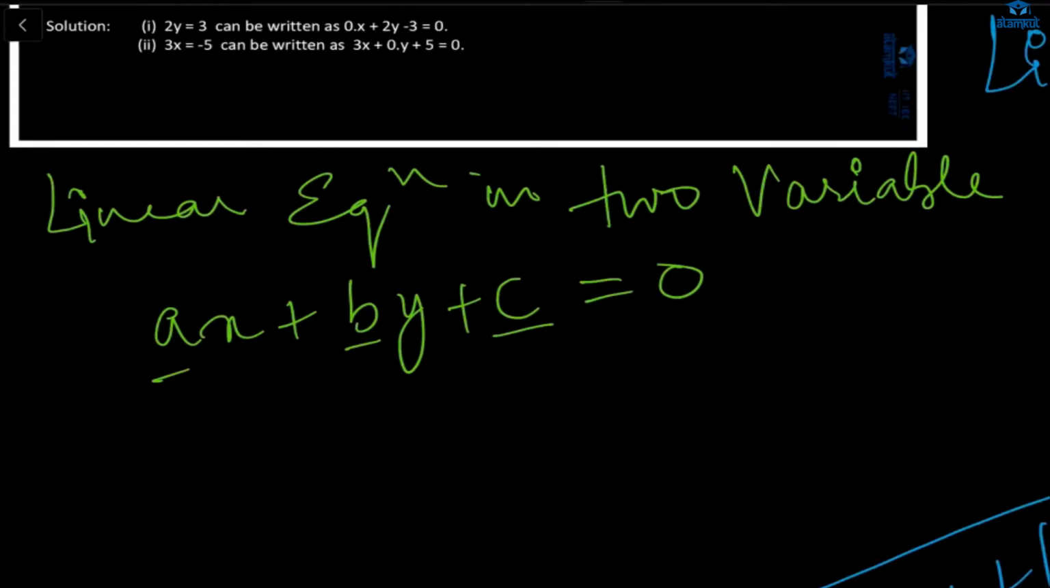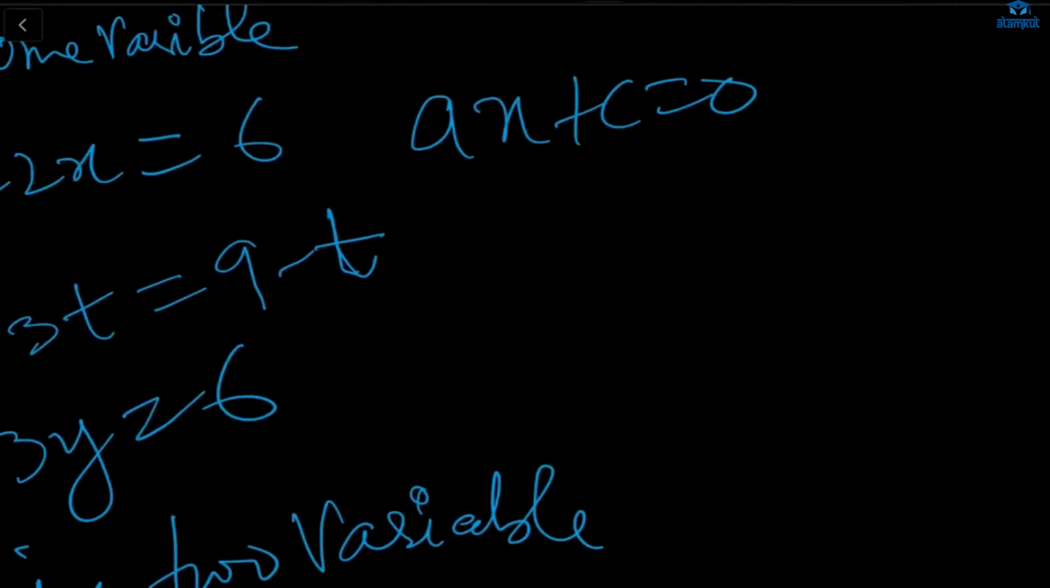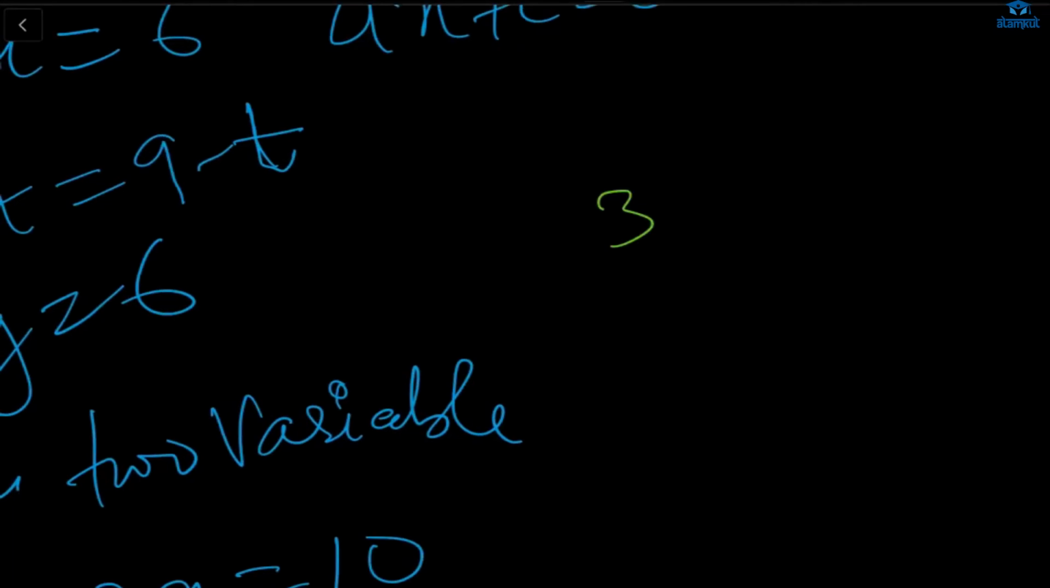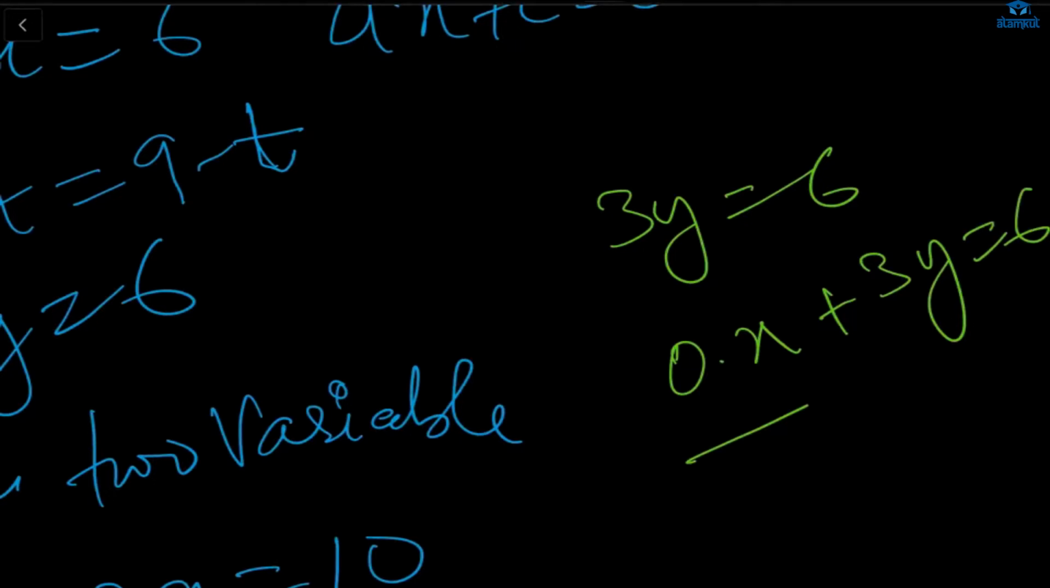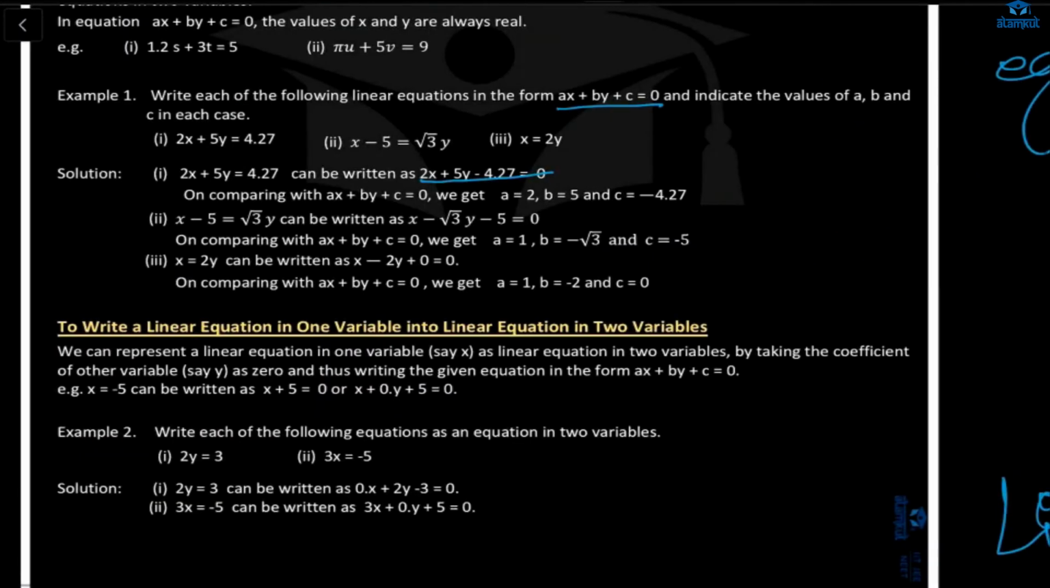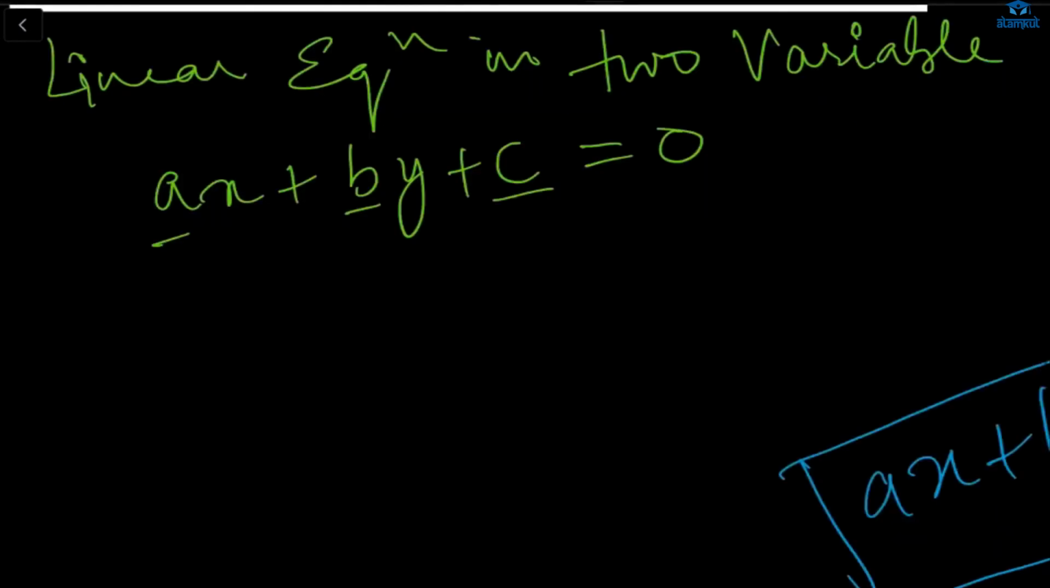Here it is written 3y is equal to 6. This is a linear equation in 1 variable, but you can write it in 2 variables. How? You can write 0 dot x plus 3y is equal to 6. So this can be done. But actually, without this x, because 0x will give you only 0, it appears to you as only 1 variable. So it should be of the form ax plus by plus c is equal to 0.